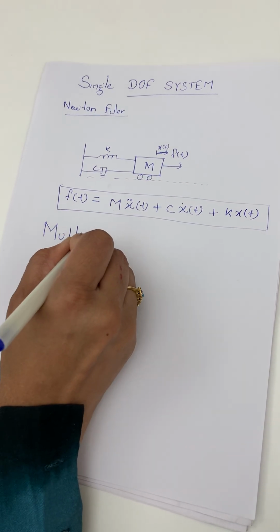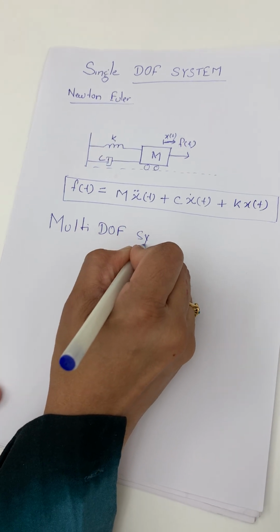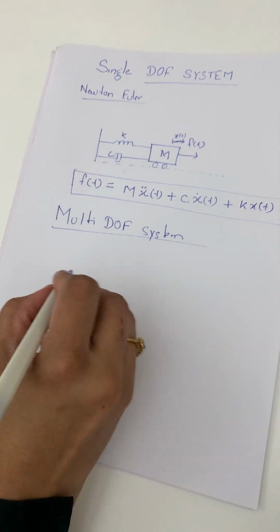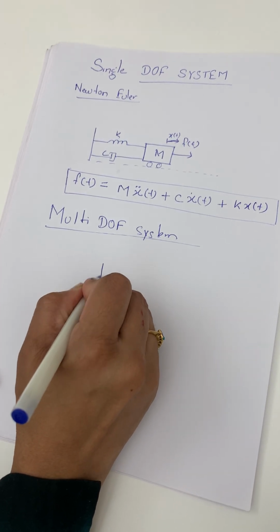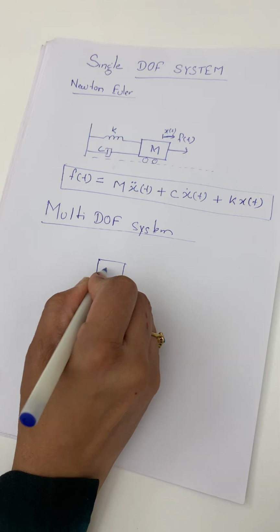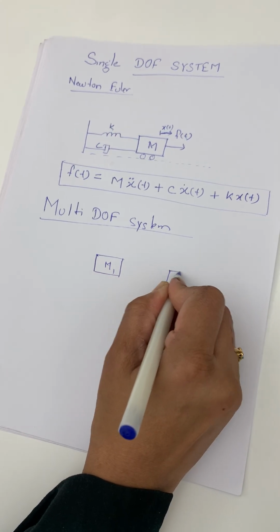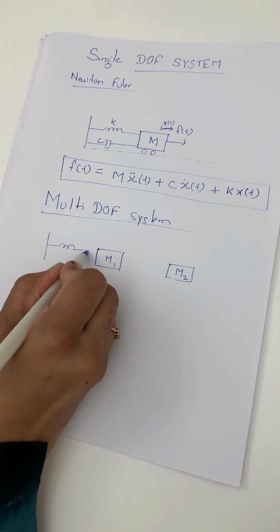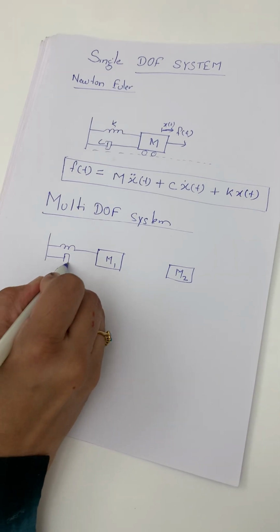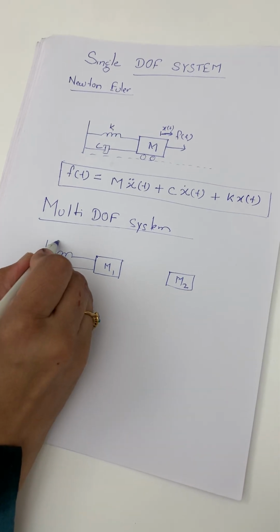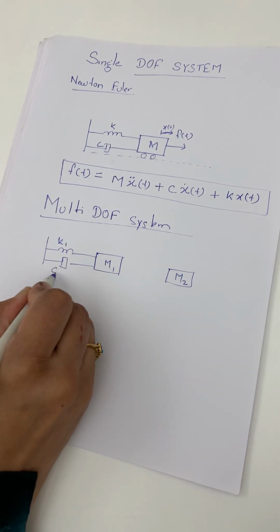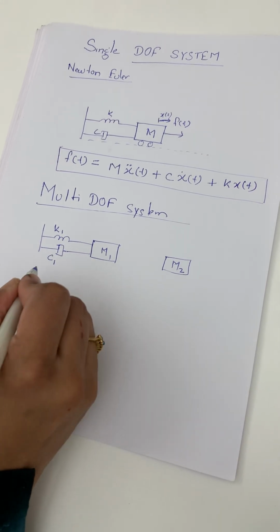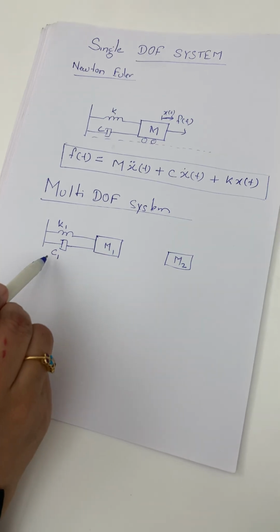For a multi-DOF system, we have more than one mass. It's a more complicated system. So maybe we will consider two masses, like M1 and M2. Okay, there is one spring and one damper: spring constant K1, and C1 is the damping coefficient.